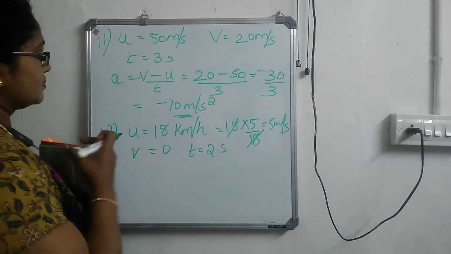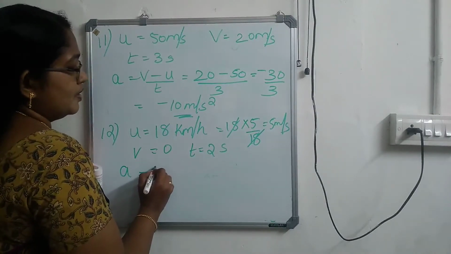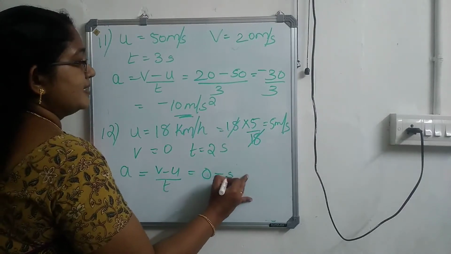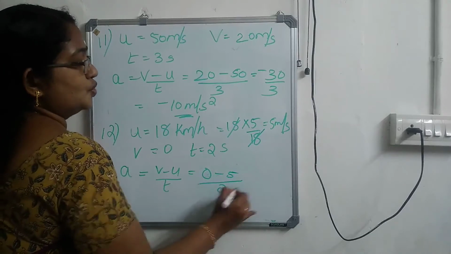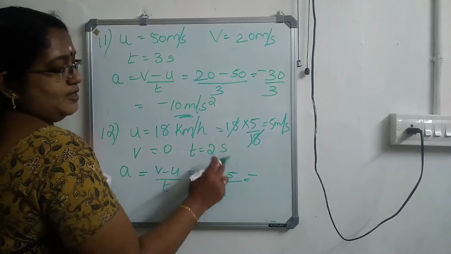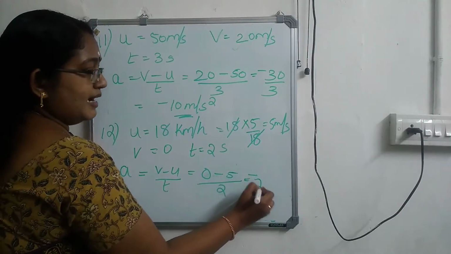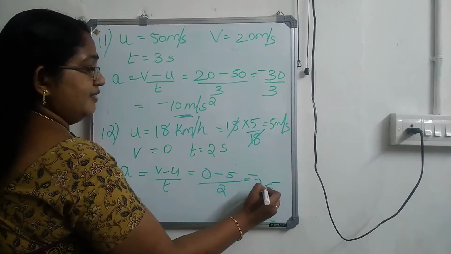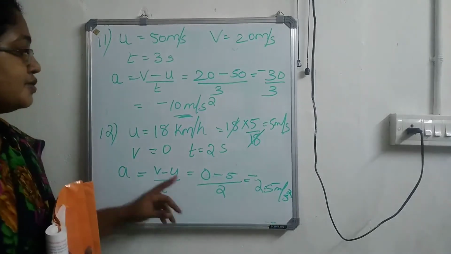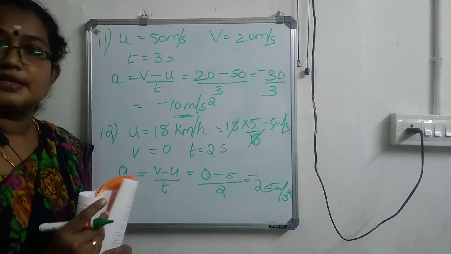So acceleration is equal to V minus U by T, 0 minus 5 by 2. So you will be getting here 0 minus 5 by 2 is minus 5 by 2. 5 by 2 is 2.5. So here it is minus 2.5 meter per second square. Okay. So here you are getting the answer as minus 2.5 meter per second square.